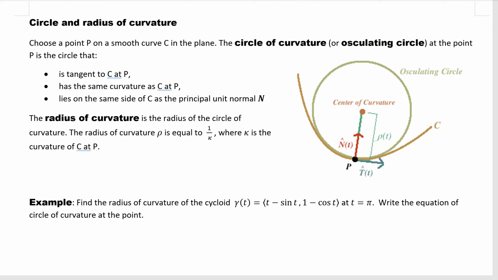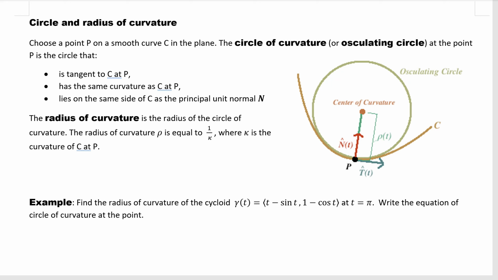So this is the picture. We have the curve C, and then the osculating circle lies on the same side of C, and you can see the center and the point. The center is on the right, in the direction of the principal unit normal vector. Furthermore, the osculating circle and the curve have the same curvature at that point.